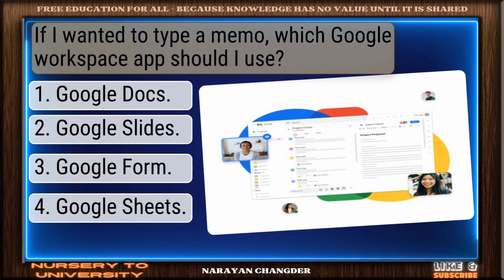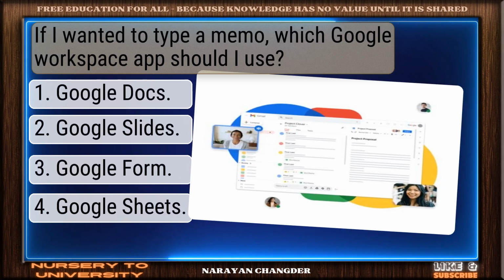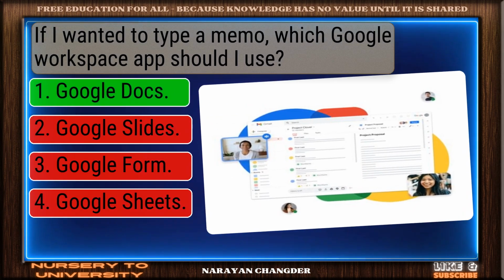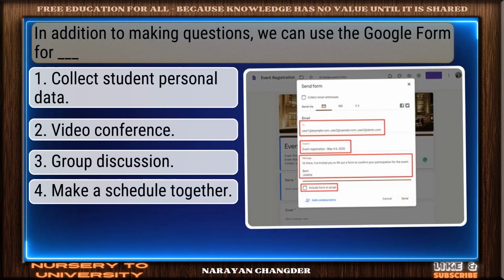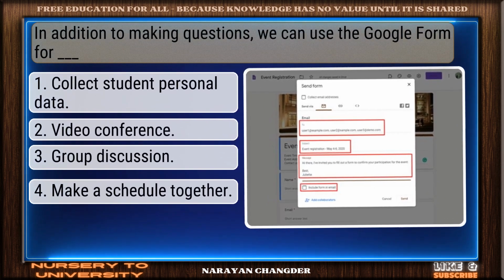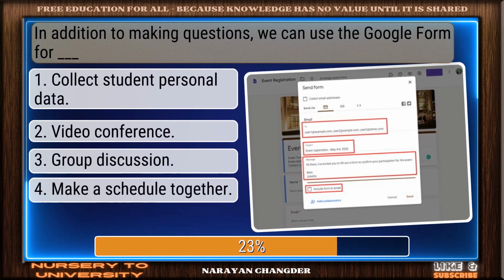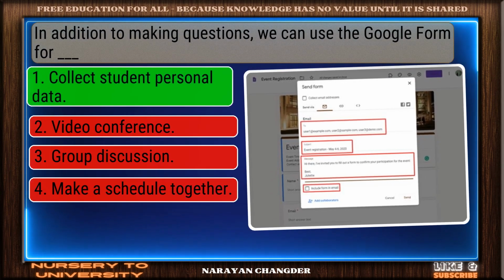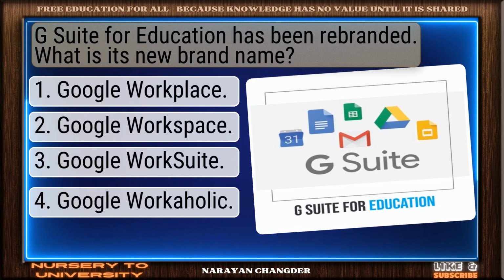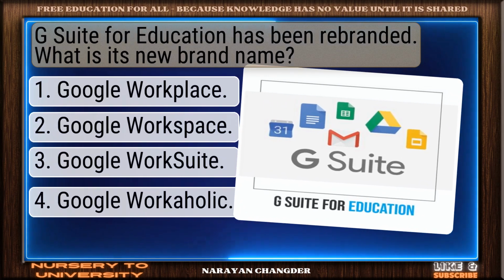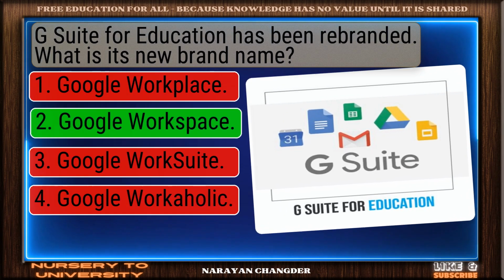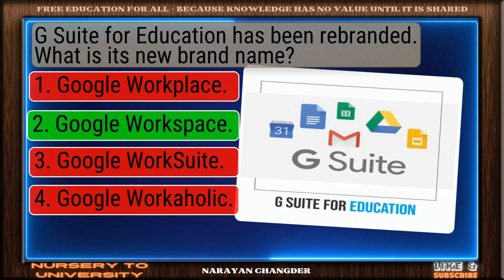If I wanted to type a memo, which Google Workspace app should I use? You're right. Google Docs is the correct answer. In addition to making questions, we can use the Google Form for ___. Exactly. Collect student personal data makes sense. G Suite for Education has been rebranded. What is its new brand name? Sharp thinking. Google Workspace is the right choice.